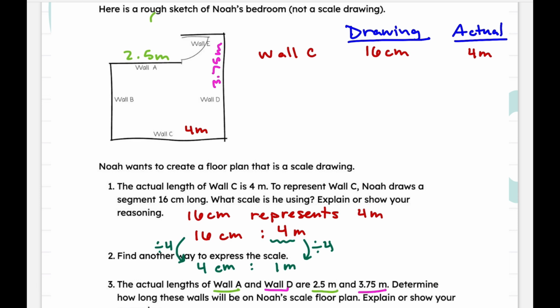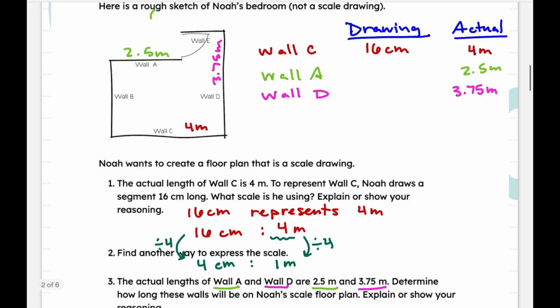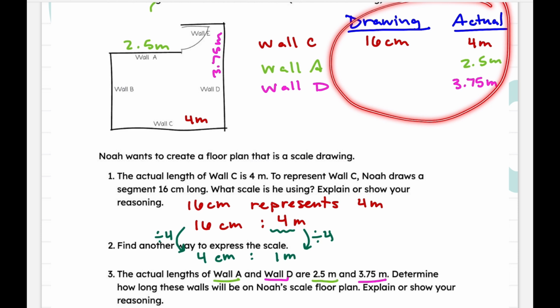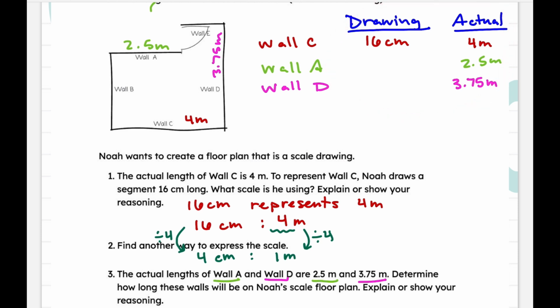Wall A is 2.5 meters. And again, I'm going to give that a label. And wall D is 3.75 meters. Now that we have all of that information organized in our two separate columns with labels, now I think I'm ready to determine how long all of these walls are going to be in Noah's scale floor plan. Explain or show your reasoning. That's what I'm doing when I put all of my information in these organized tables. I'm explaining and showing my reasoning.